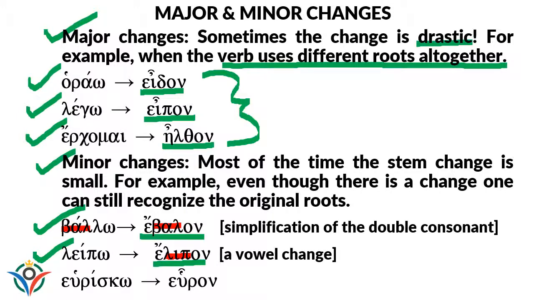And then the final example, heurisko, which means I found, becomes heuron. Once again, you can recognize the verbal root there. All right, so I hope that just gives you an overview of the major and minor changes that you can expect in the second aorist tense forms.